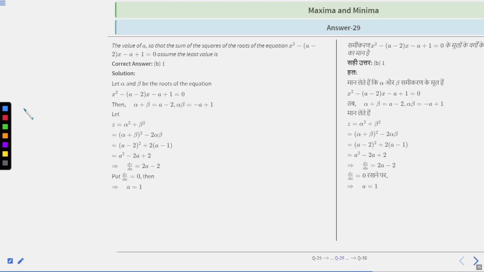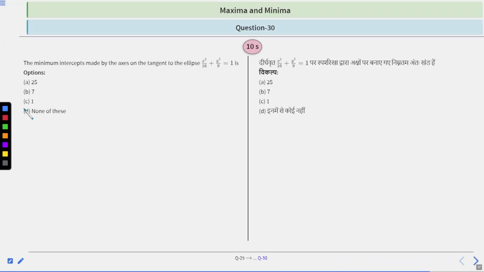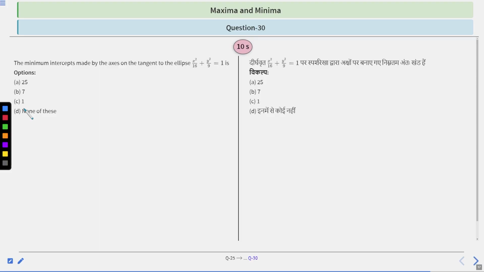Okay, let's move to the next question. Question number 30, which says: the minimum intercept made by the axis on the tangent of the ellipse. Okay, so the hint of this question is, since we have coordinate axis, we can write the equation of tangent in intercept form as x upon a plus y upon b is equal to 1. So you can write the equation of tangent in terms of intercept form.